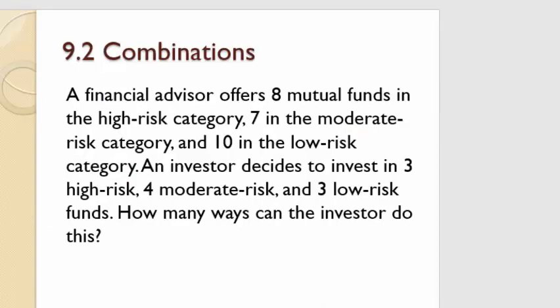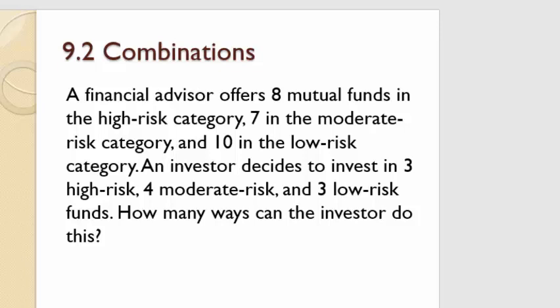So let's try another example. In this one, a financial advisor offers 8 mutual funds in the high-risk category, 7 in the moderate risk category, and 10 in the low-risk category. An investor decides to invest in 3 high-risk, 4 moderate risk, and 3 low-risk funds. How many ways can the investor do this? Well, we want to think about the order. If I decide to invest in 3 high-risk funds, does it matter the order that they're in? Notice those funds don't have names to them. And if I chose them in a different order, I'm still choosing 3. So because of that, this is considered a combination.